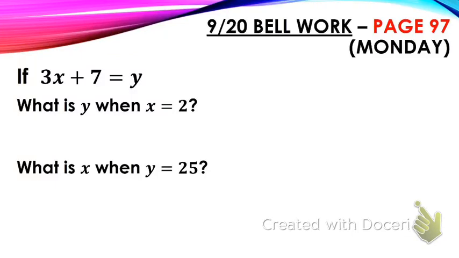All right, let's talk about the bell work. How would you go about doing the first question? Yes, ma'am. Yes, we're going to take this 2. We're going to do 3 times 2 because I'm going to take this and put it in the place of the x. We're going to substitute it in there.